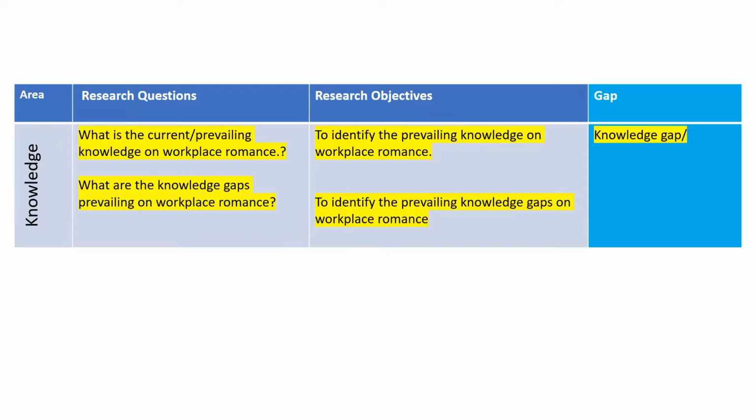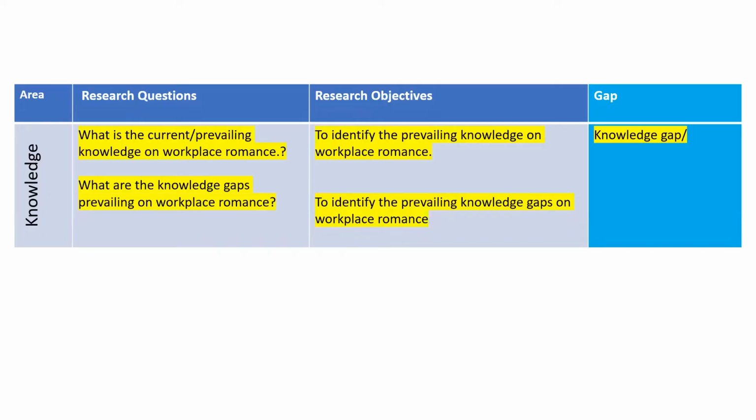So what are the research objectives? We can set the research question as: what is the current or prevailing knowledge on workplace romance? Then the research objective is to identify the prevailing knowledge on workplace romance. Once the first question is set, we can also set the research gaps, so we can develop a question like this: what are the knowledge gaps prevailing on workplace romance, and to identify the prevailing knowledge gaps on workplace romance.